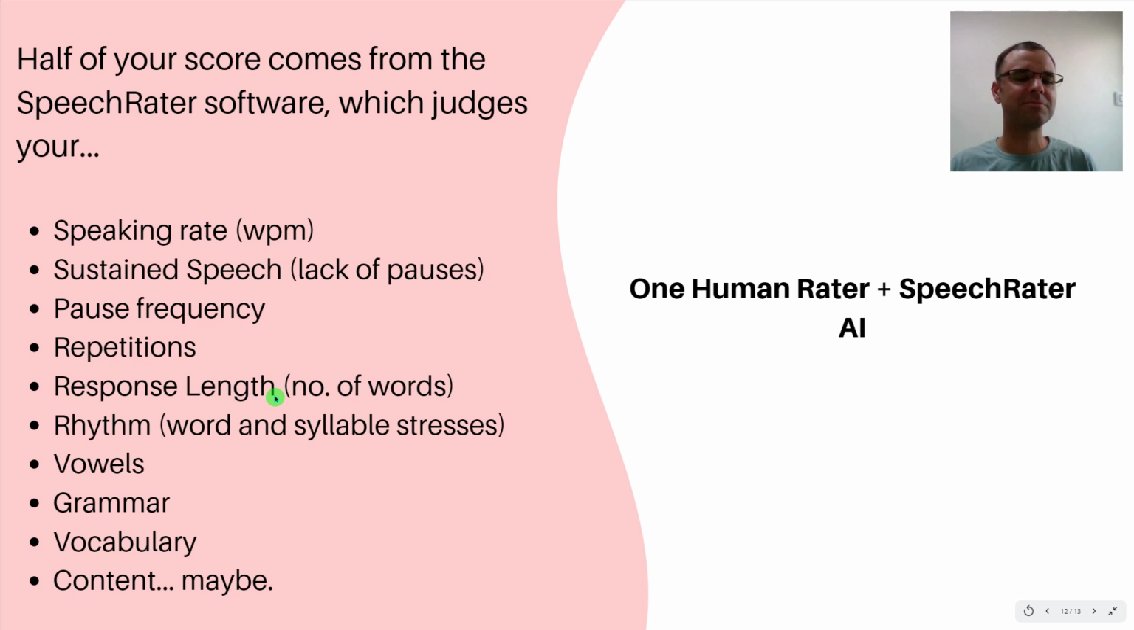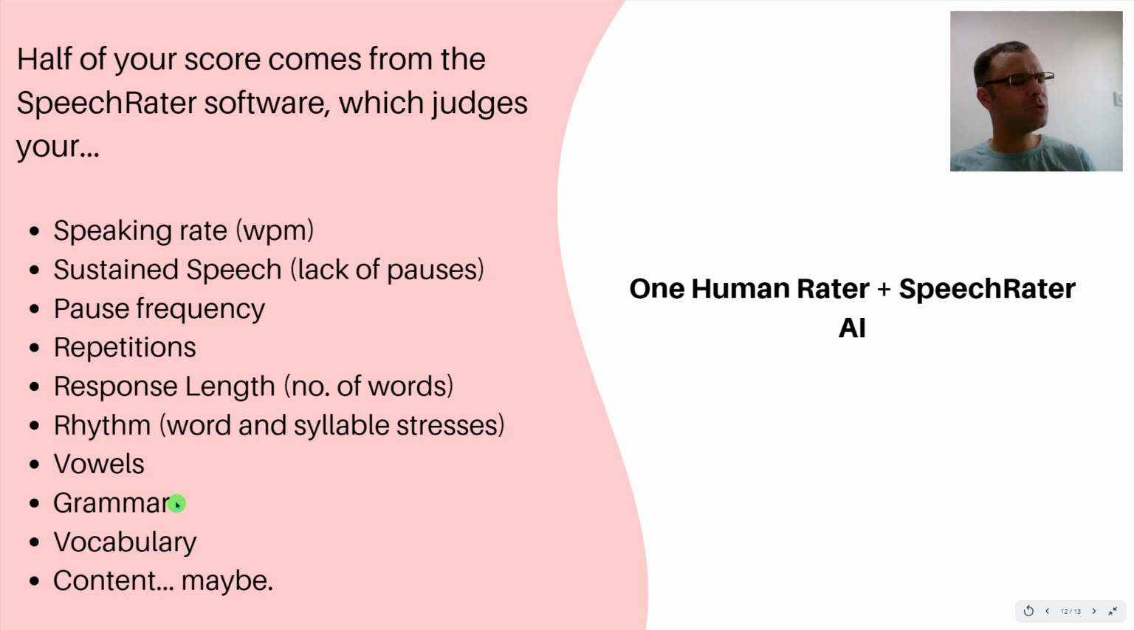I have no idea how this is different than the words per minute, but it is a separate category in the documentation. Your rhythm, that is, how you stress the words and how you stress your syllables. We're talking like intonation now. The specific pronunciation of vowels is very important. I think the SpeechRater cares more about how you pronounce vowel sounds than consonants, maybe. But basically, we're talking accent and how easy it is to understand you.